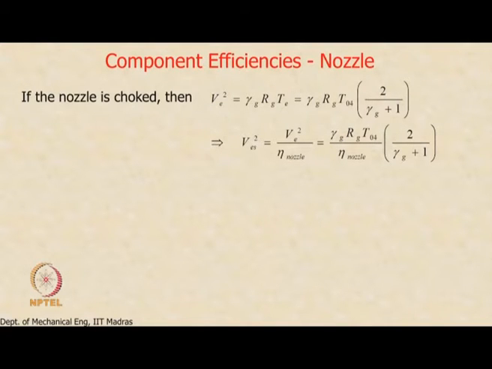Correct? T04 over TE is equal to gamma plus 1 over 2, because the Mach number is equal to 1 at this point. So, I can write it like this. So, I have this relationship. So, once I have this, I can calculate VES square from the definition of the nozzle efficiency. So, which makes this expression look like this. So, I get this expression for VES square.